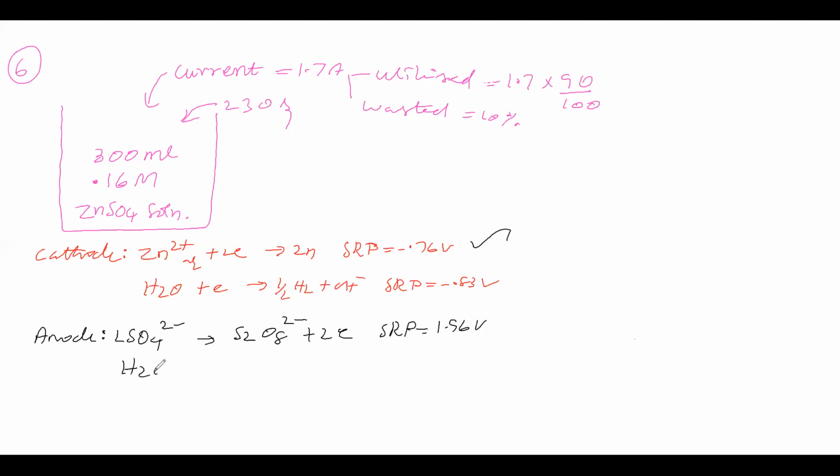Then water undergoes ionic oxidation. Water on ionic oxidation gives oxygen gas, H plus ions, and loss of electrons. For this, SRP is equal to 1.23 volt. Now, at this anode, what other reaction is possible? What other reaction is possible at the anode, we said.